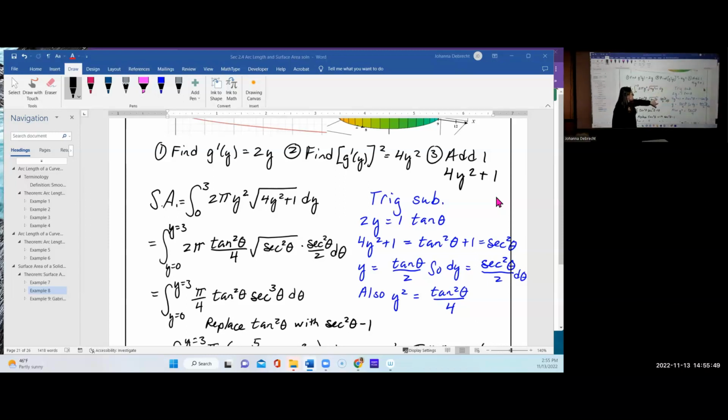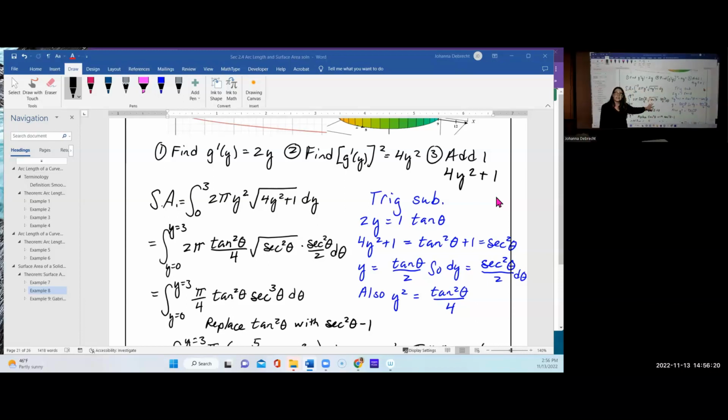Then since we switched the variable from y to theta, we have to replace the dy and the y squared. So I started with my substitution equation. I solved for y. When I squared it, I got tangent squared of theta over 4. So that replaces this y squared here. And then I took the derivative of both sides with respect to theta. And that gave me dy is 1/2 secant squared of theta d theta. And that replaces the differential.